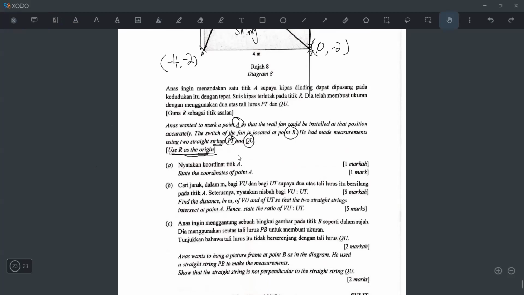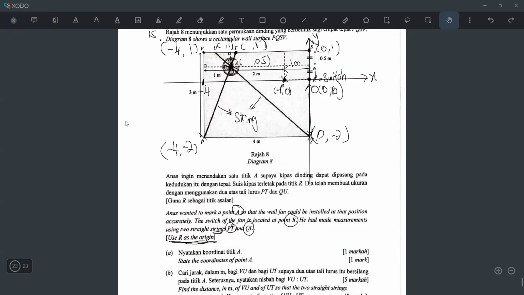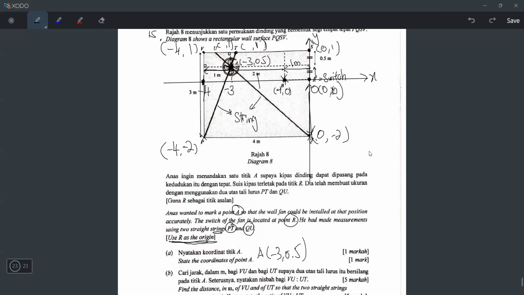So what does question A say? State the coordinate of point A. How to find the coordinate of point A? The y coordinate is 0.5, but how to find the x coordinate? Let's see. Oh, they did mention the distance here and here is 1 meter, right? So if this is negative 4, then this must be negative 3. So negative 4, negative 3, negative 2, negative 1, 0, because they say 2 meter. Yeah, makes sense. So the coordinate of A is (-3, 0.5). So 1 mark, I think, that's the answer.